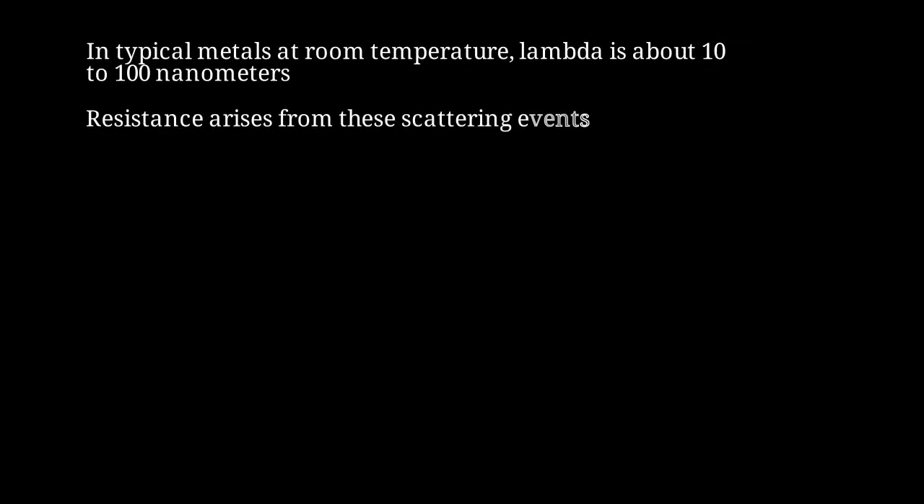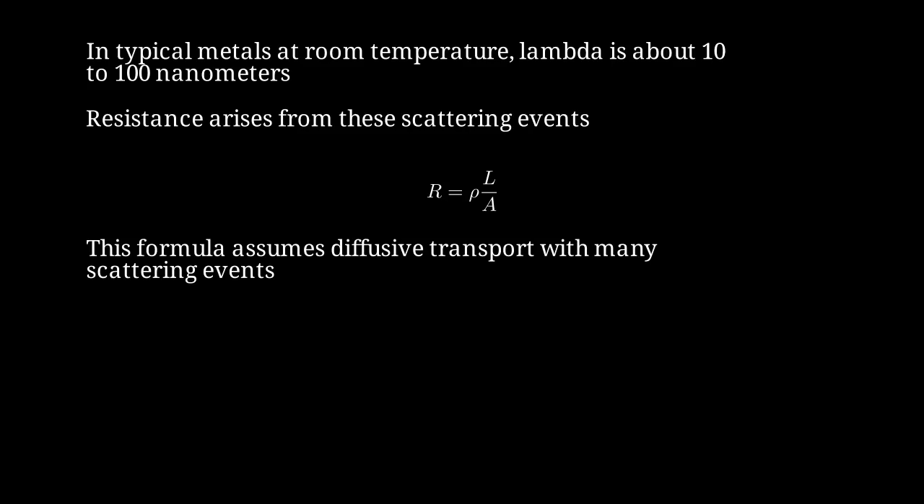The resistance of a material fundamentally arises from these scattering events. Each collision randomizes the electron's momentum, opposing the drift motion caused by the electric field. The classical resistance formula is R equals ρ times L over A, where ρ is resistivity, L is length, and A is cross-sectional area. But this formula implicitly assumes that the device length L is much larger than the mean free path lambda. It assumes diffusive transport with many scattering events occurring along the length.